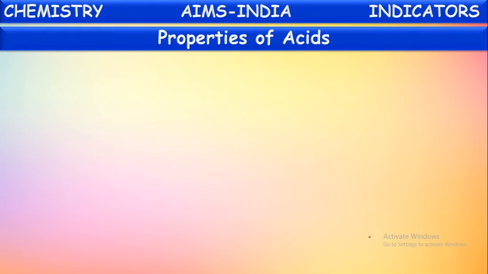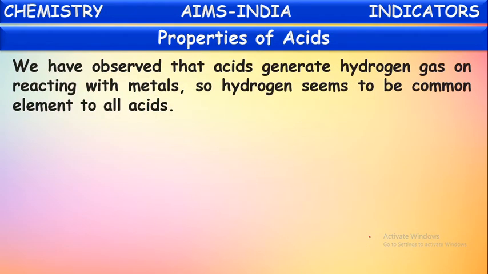Now let us see the properties of acids. We have observed that acids generate hydrogen gas on reaction with metals. So hydrogen seems to be a common element in all acids. Mostly all the acids on reaction with metals form metallic salts and liberate hydrogen gas. So from this we can say all the acids have hydrogen in common. That's why when these acids react with metals they liberate hydrogen gas.